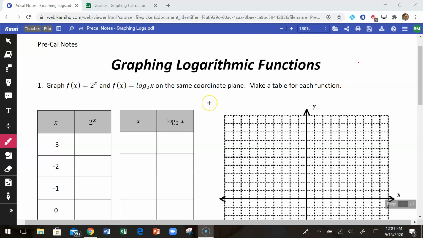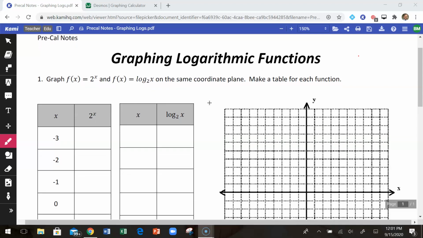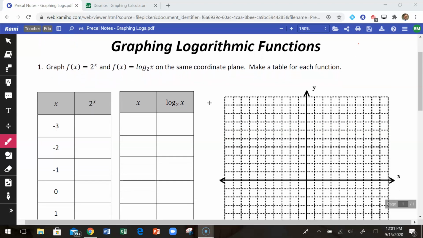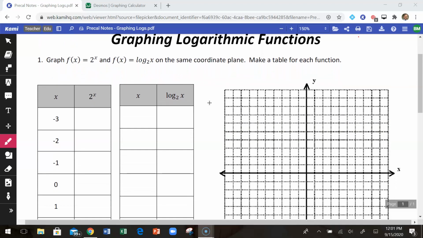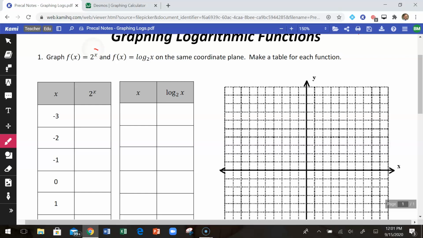Okay, when it comes to graphing logarithmic functions, it's often easy to think about it as an exponential and then kind of work backwards from that. So I'm going to first think about f of x equals 2 to the x in order to graph log base 2 of x. If it was log base 3 of x, I would think about the table for 3 to the x. Or log base 10 of x, I would think about 10 to the x.